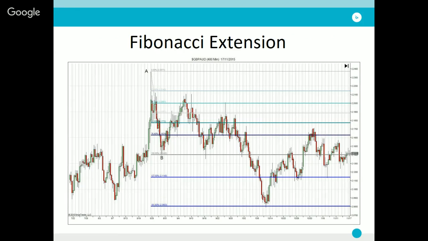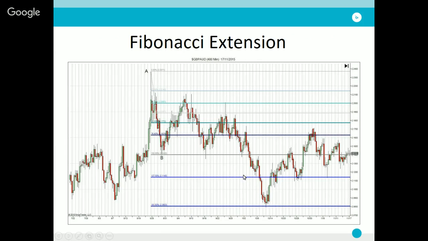And the key levels that you want to focus on when using the extension tool are the 127% extension and the 161.8% extension. So these levels tend to be very powerful. Ignoring the retracement levels and focusing on the extension levels, you can see that price actually reversed really nicely from the 161.8% extension of this move.